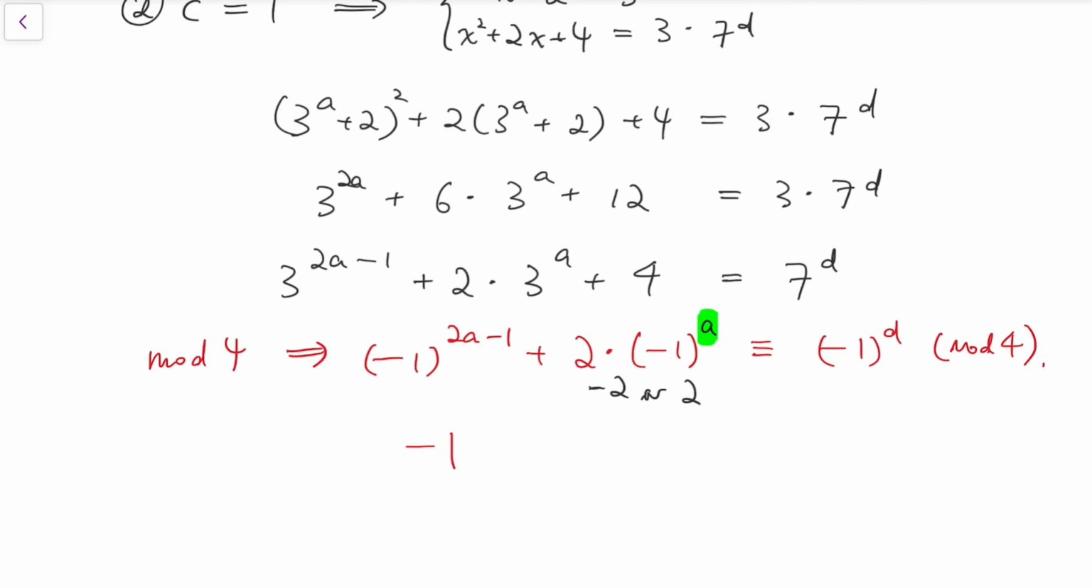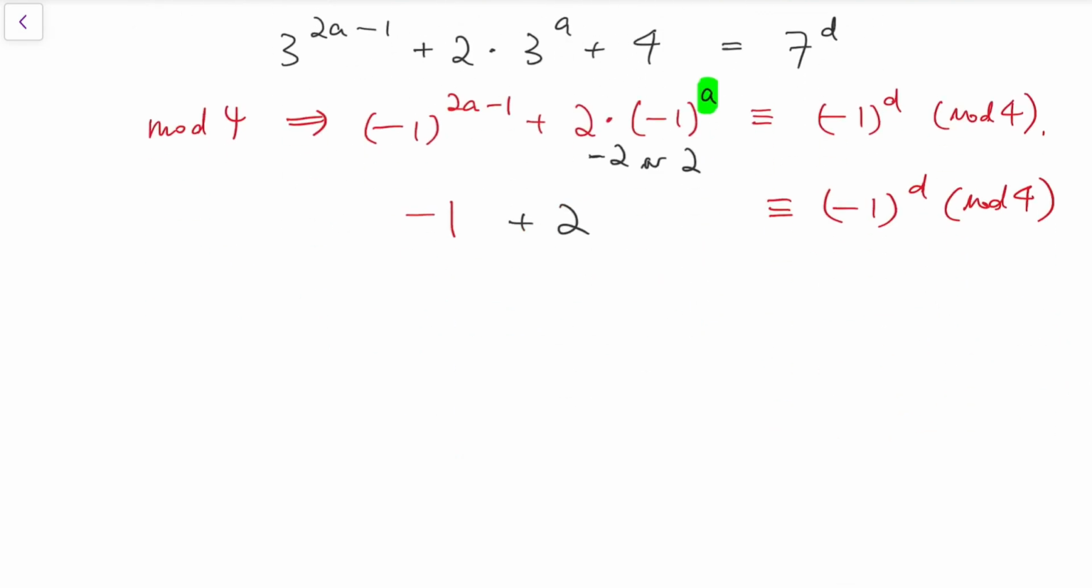So that means I can just say, for example, plus 2 over here, and then it's congruent to (-1)^d mod 4. And in either case, we will have (-1)^d congruent to plus 1 mod 4, and that means d is even, and I can let d equal 2k for some positive integer k.